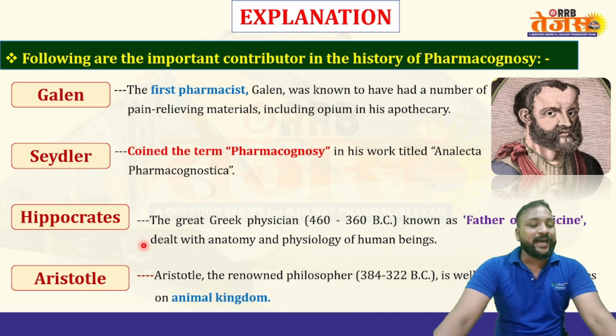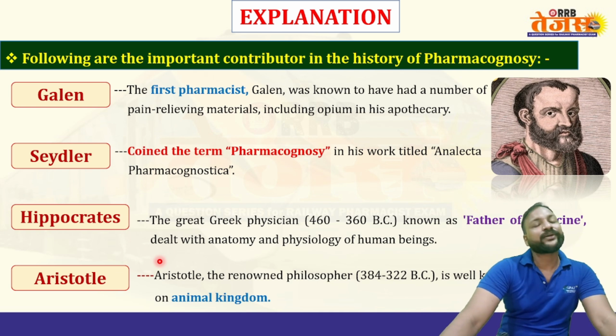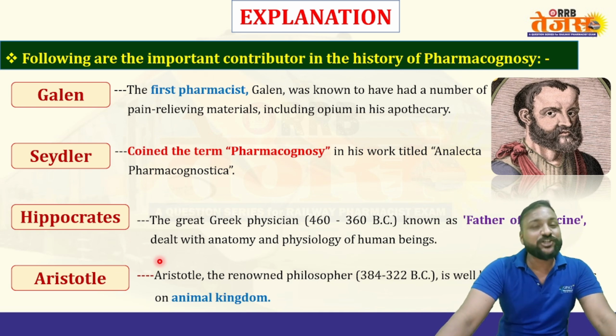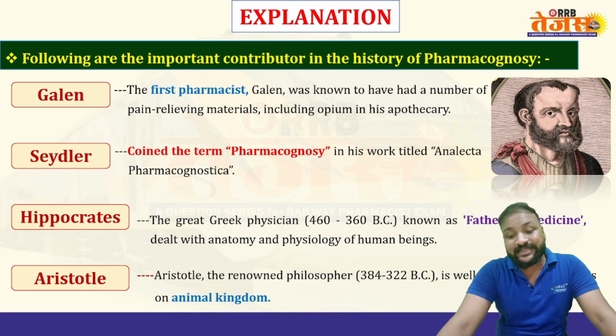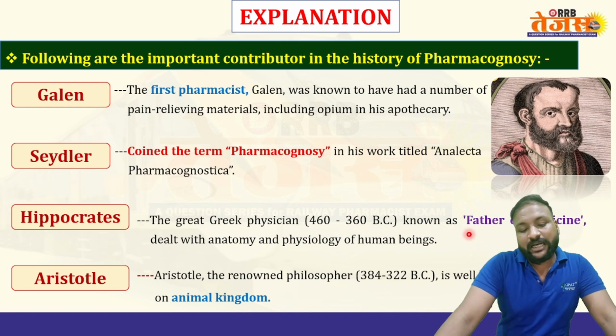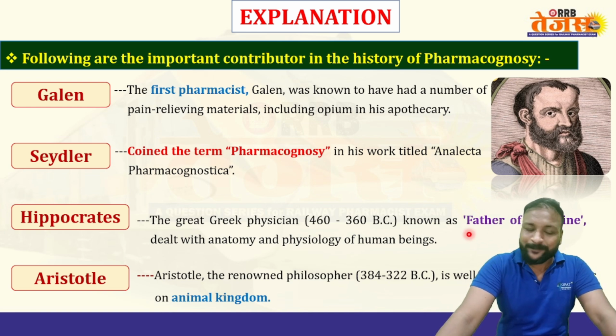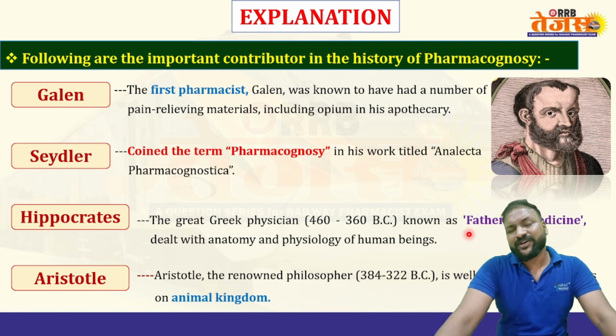Yes, and also Hippocrates. Hippocrates is also one of the important persons with respect to the history of pharmacognosy. He is a great Greek physician from 460 to 360 BC and known as father of medicine. Yes, you should remember this point here. Who is the father of medicine? Hippocrates. And who is the first pharmacist? Galen. Who coined the word pharmacognosy?